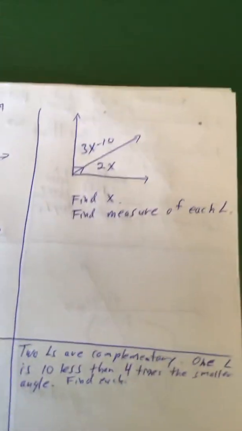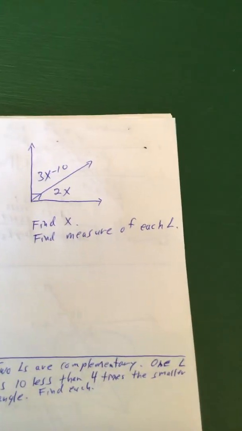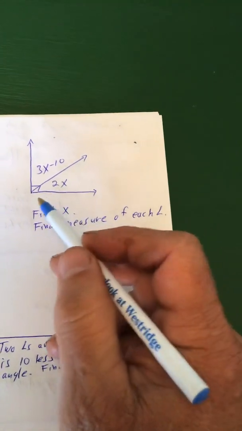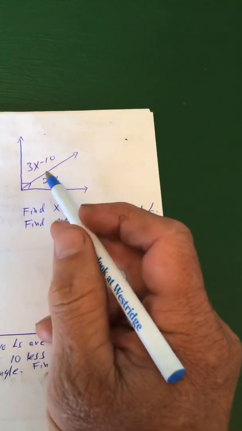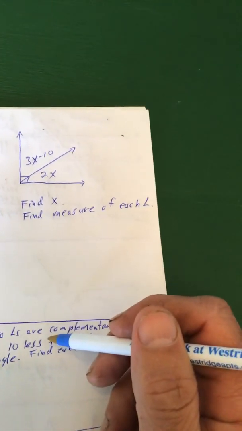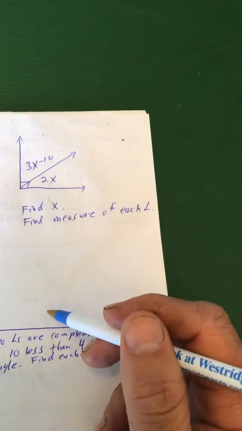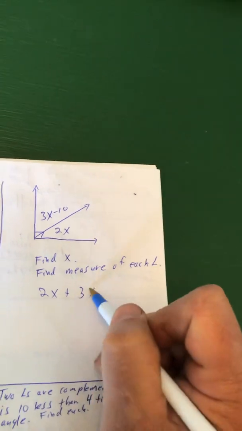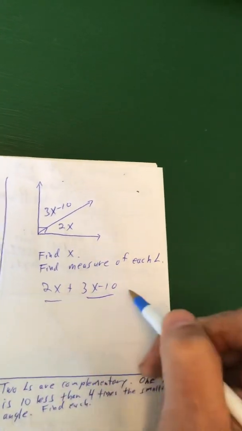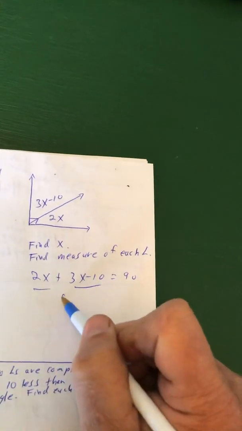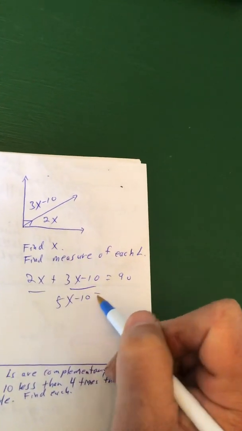So here's now a question on complementary angles. So say I had this. These two add up to 90 degrees. So find x and find the measure of each angle. Well, if they're complementary, they add up to 90. So I can just have 2x, here's one angle, and 3x minus 10 here's the other angle. Don't those add up to 90? And so 2x plus 3x is 5x minus 10 equals 90.